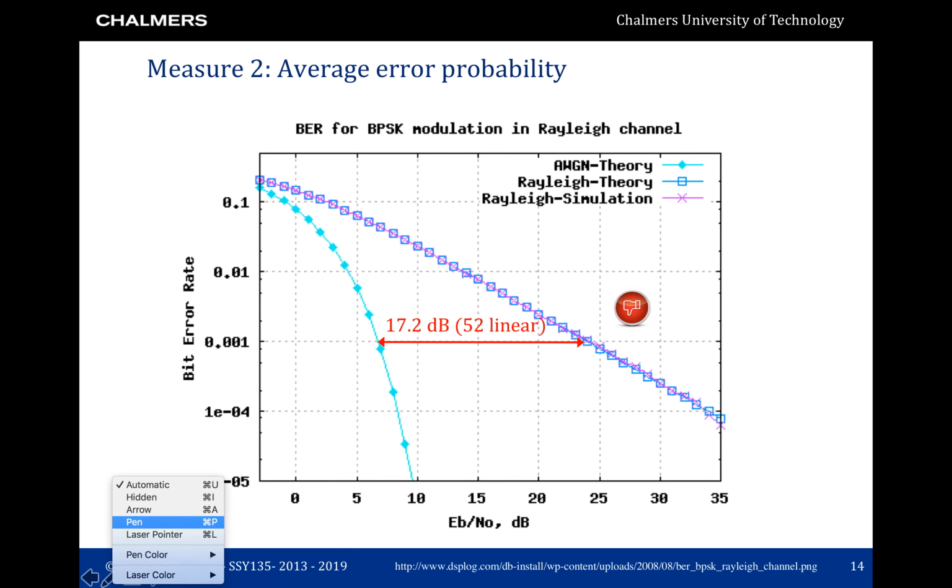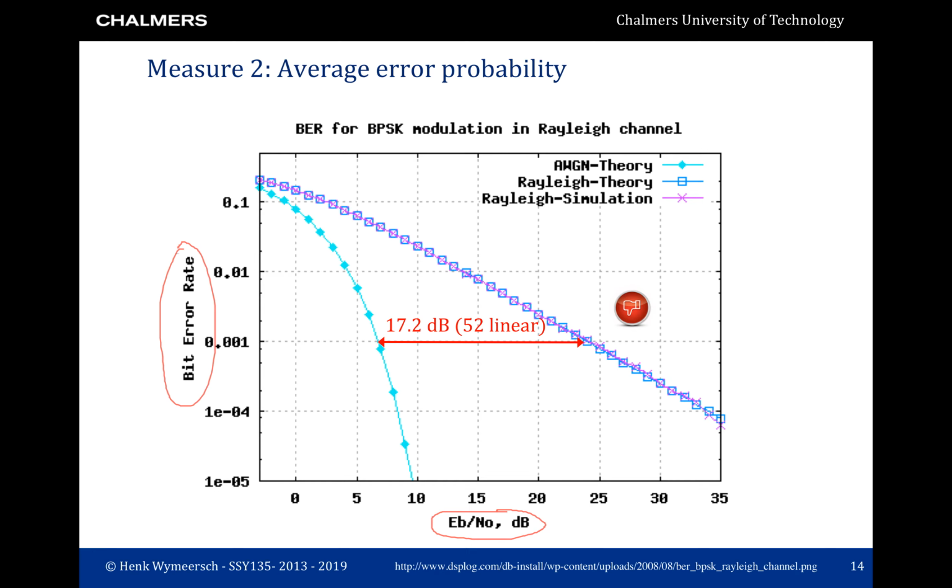This figure here shows the average error probability for BPSK in Rayleigh fading. So let's walk through this figure. The x-axis shows the SNR Eb over N0. So this is the average SNR after path loss and shadowing. The y-axis shows the bit error rate.